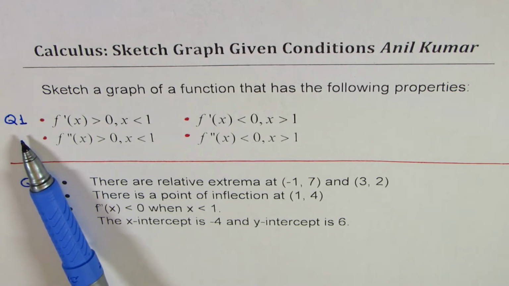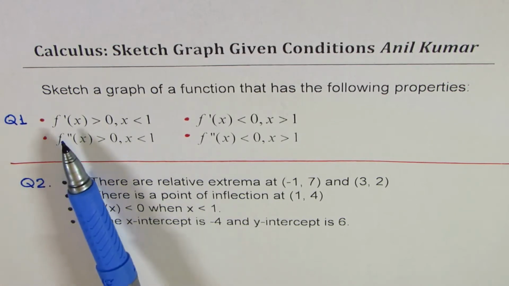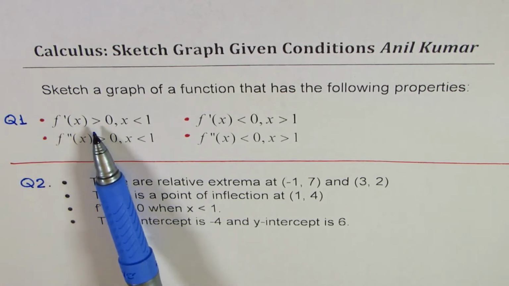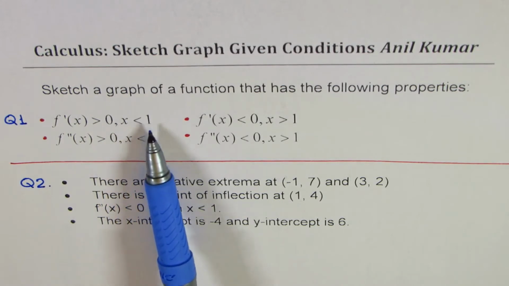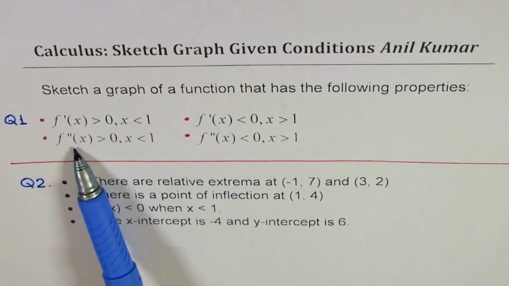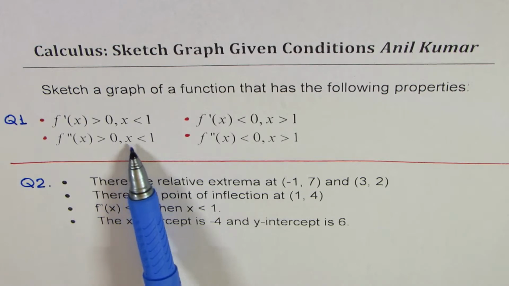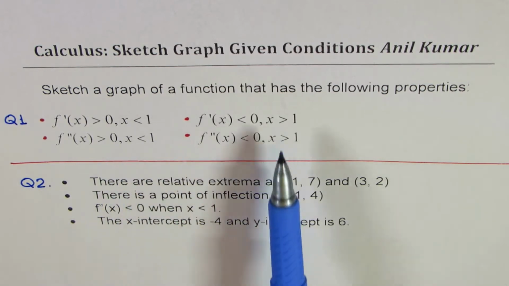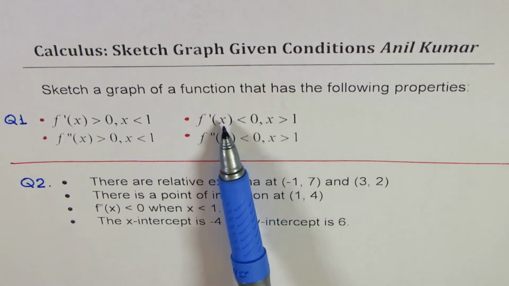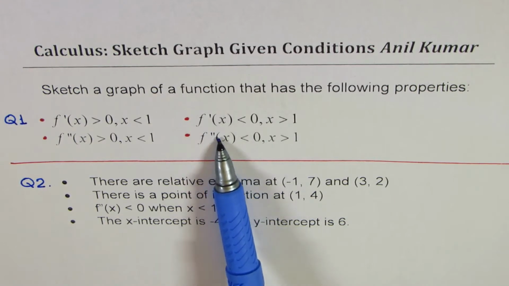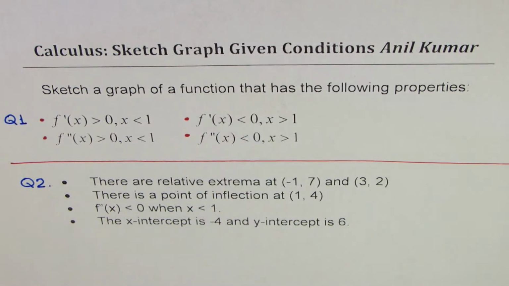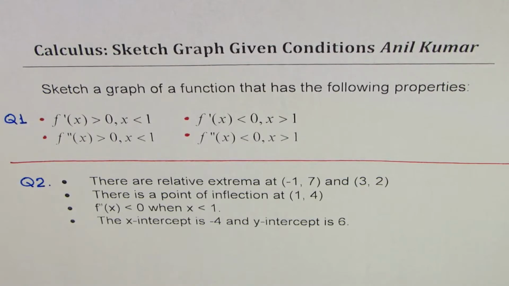Question 1. First derivative is greater than 0 for x less than 1. Second derivative is also greater than 0 for x less than 1. And when x is greater than 1, then both these derivatives, first and second, are less than 0. That is your question number 1.